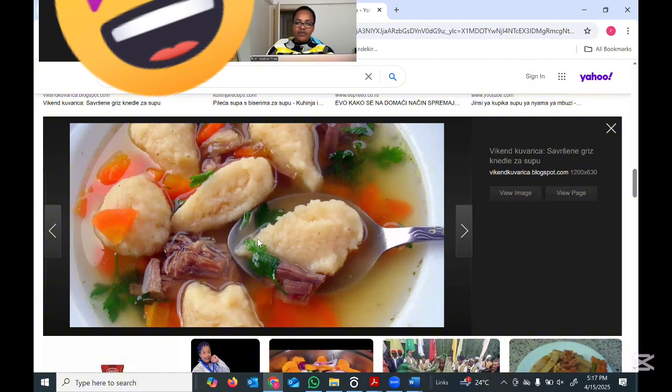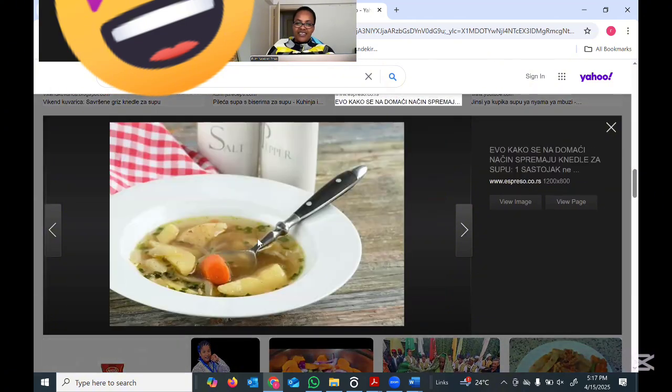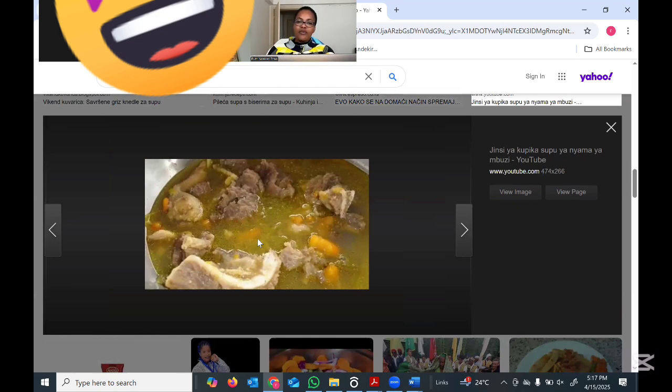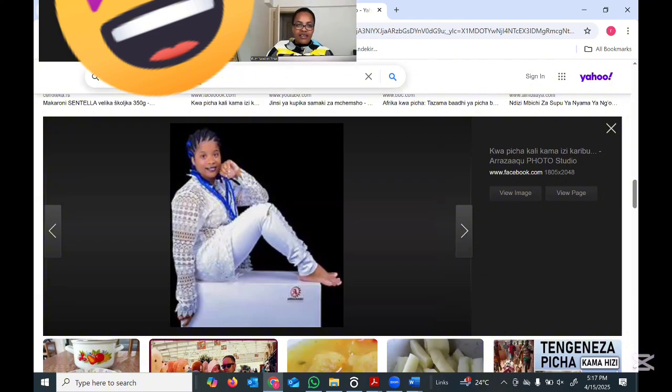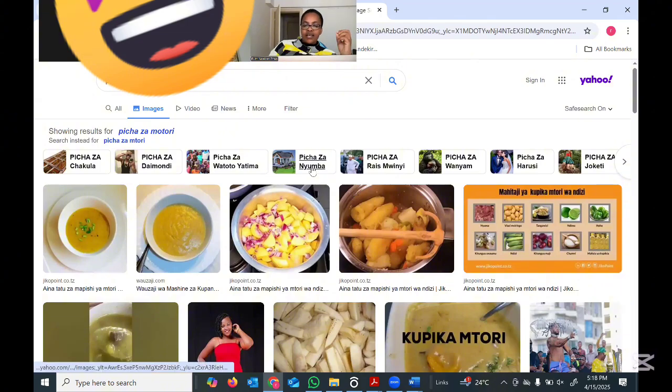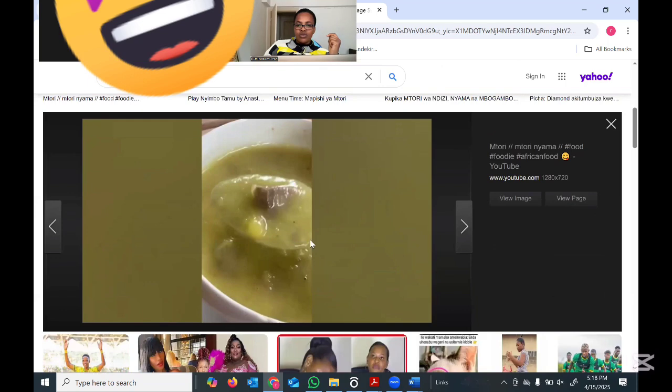This is vegetable soup. Yeah, vegetable soup. Yeah, supu ya ng'ombe. People like it a lot. Asubuhi. And let's see another thing they call mtori. Picha za mtori. This is cooked banana, but then it is soft, and then they mash it. Yeah. They mash it into a soft liquid porridge like this. Kwa hiyo unaona ni the same banana, green banana. They cook it when it is very soft, and then they mash it, or some people blend it.